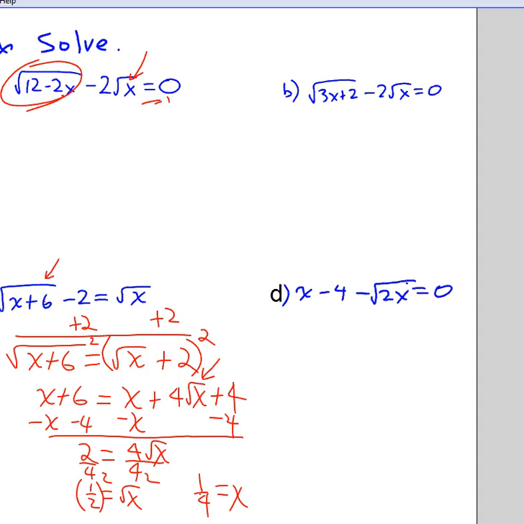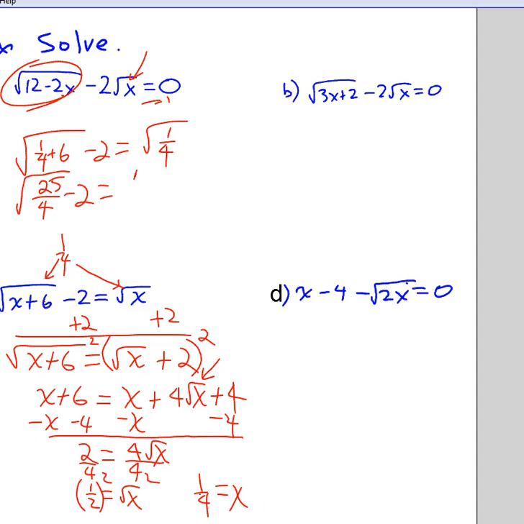Now let's take that 1/4 and plug it back in to this equation here and see if the left side equals the right side. On the left side, I'm going to have 1/4 plus 6, square rooted, minus 2 equals the square root of 1/4, right? Well, 1/4 plus 6 is 25/4, square rooted, minus 2 equals, well, the square root of 1/4 is, square root of 1 is 1, and square root of 4 is 2, agreed? On this side, square root of 25 is 5, square root of 4 is 2. 5 over 2 minus, well, 2 is 4 over 2, is 1 over 2. Oh, wait a minute, 1/2 equals 1/2, so it works, so 1/4 is my answer.